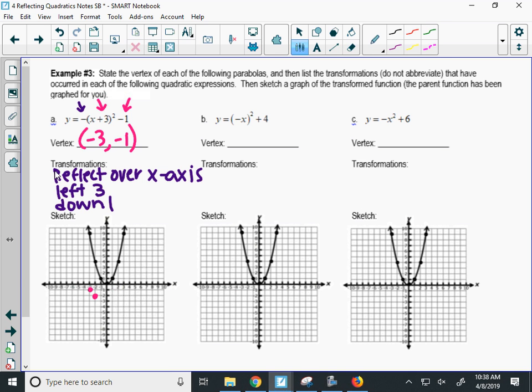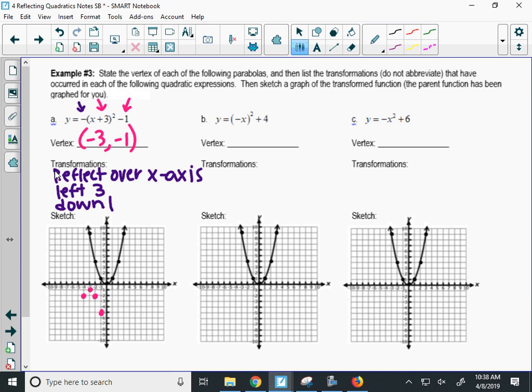Okay, so you just have to go nice and careful. If you need help with this, ask your teacher. I reflect, left 3, down 1. So my first 3 points are there. This next one, 2, 4, reflects down to 2, negative 4, left 3, down 1.